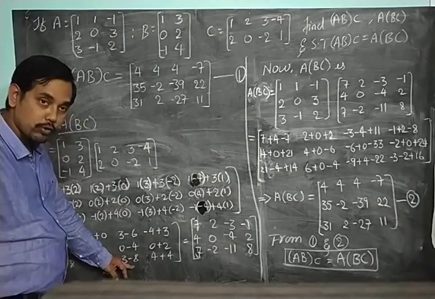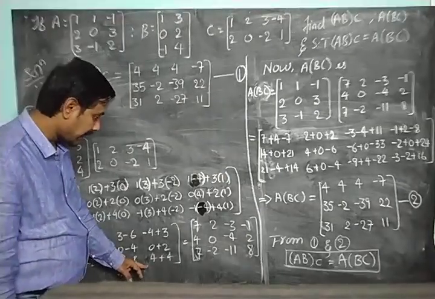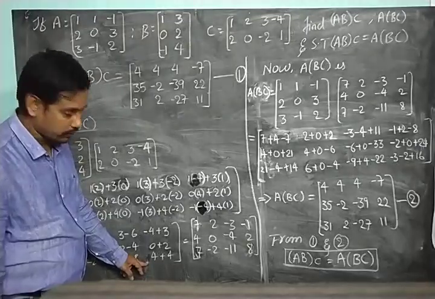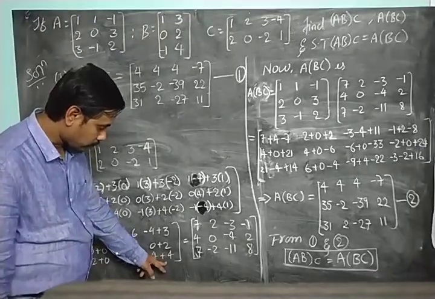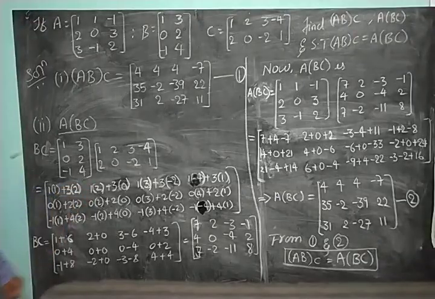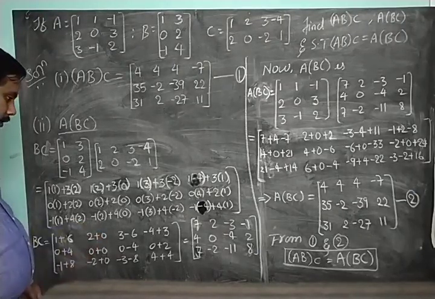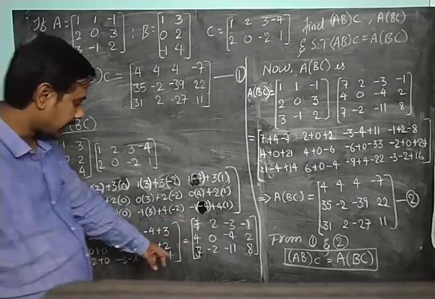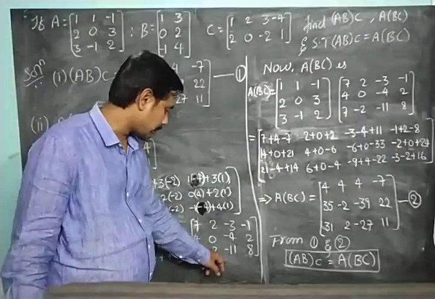Then 4 into minus 2 is minus 8. Then minus 1 into minus 4, that is plus 4. Then 4 into 1, that is 4. So if we add this, what will you get? 1 plus 6 is 7. 2 plus 0, 2. 3 minus 6 is minus 3. Minus 4 plus 3 is minus 1. So 0 plus 4 is 4. 0, minus 4 and 2 here, and here 7 minus 2 minus 11 and 8.